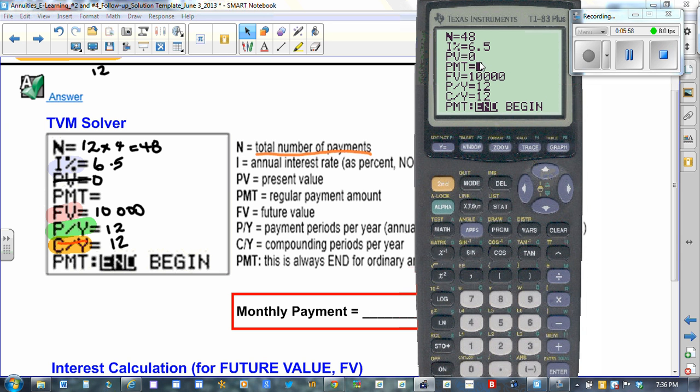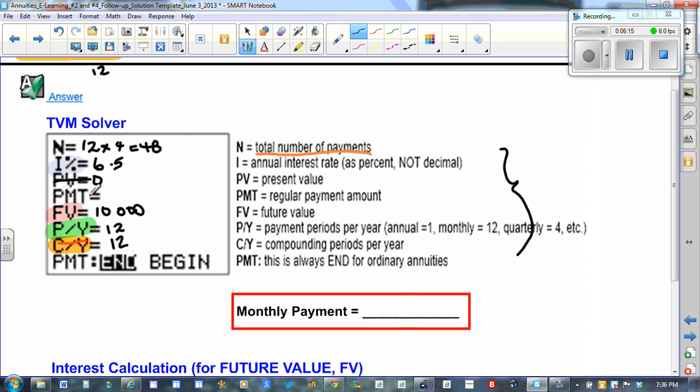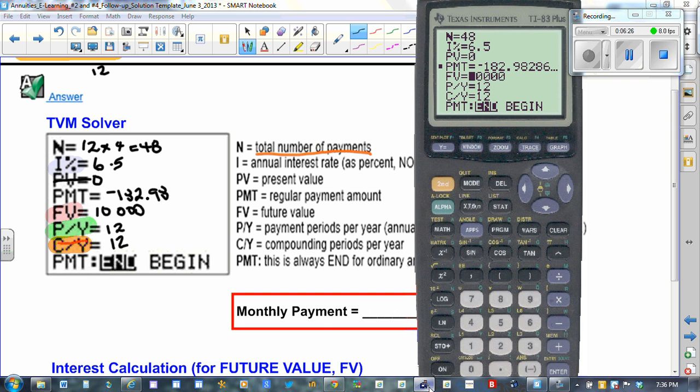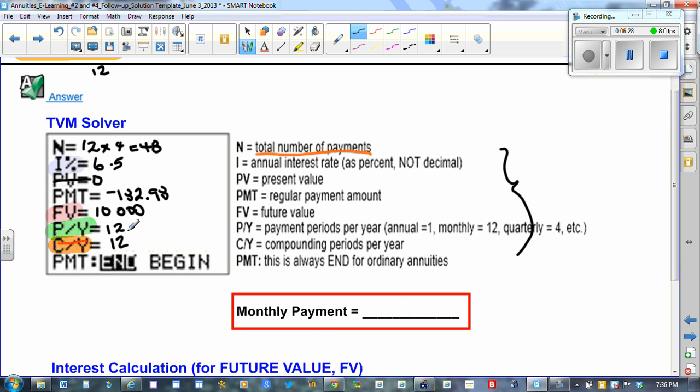Okay, so what we do is we cursor over top the value we want, we press alpha, right, the green key, and then enter. And what you can see is we have $182.98. Okay, 182.98. So minus 182.98. Let me just double check that, 98 cents. Yes, okay. Notice that you do get a minus.